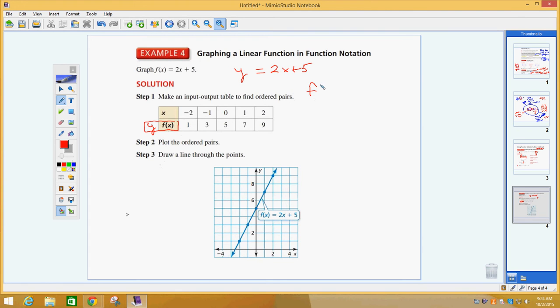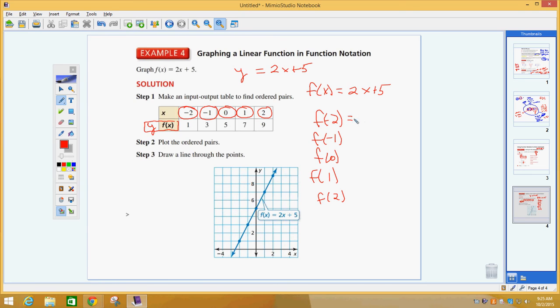Well, if f of x is equal to 2x plus 5, and I've made this table of values where x is negative 2, negative 1, 0, 1, and 2, what I need to find is what is f of negative 2? What's f of negative 1? What's f of 0? What's f of 1? And finally, f of 2. All this is saying is, what's y when x is negative 2? What's y when x is negative 1? What's y when x is 0? What's y when x is 1? What's y when x is 2?